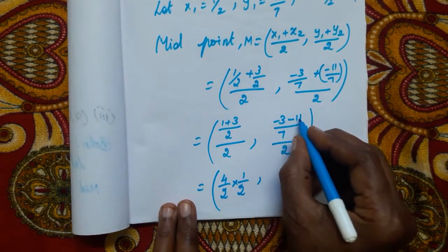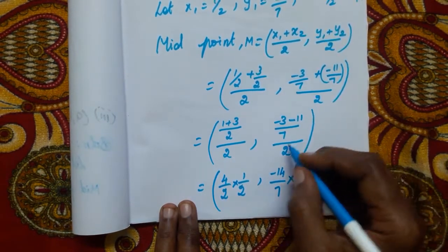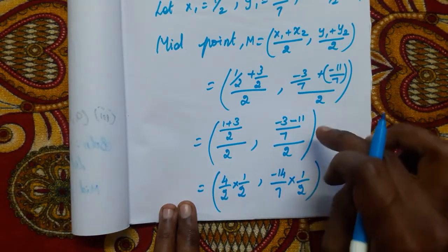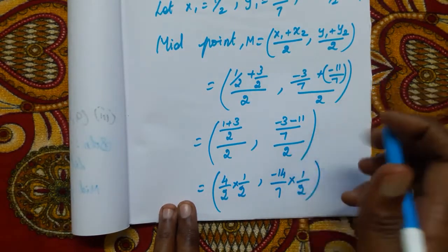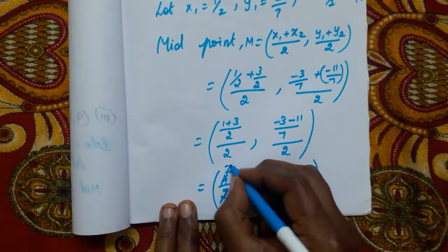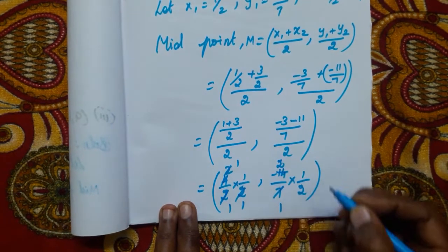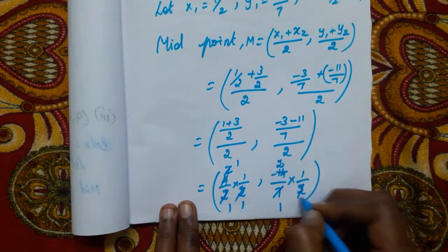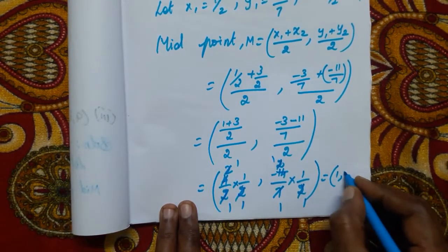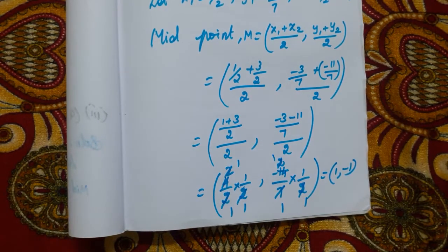Similarly, -3 minus 11 is -14 by 7. What is the reciprocal of 2? 1 by 2. So we have to multiply by 1/2. Next 1 2 is 2, 2 2s are 4. Here also 1. Next 1 2 is 1, 7 is 7, 2 7s are 14. Next 1 2 is 2. Here also 1. It's equal to (1, -1). So the midpoint is equal to (1, -1).